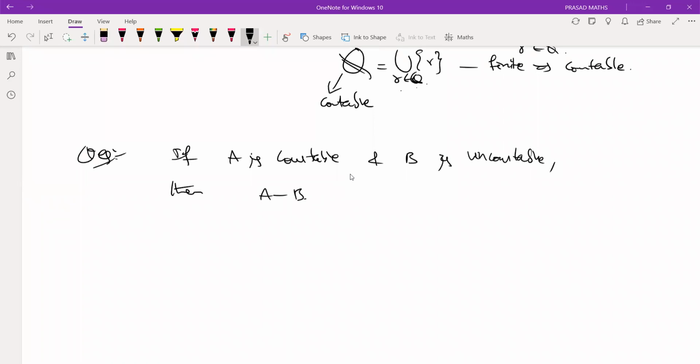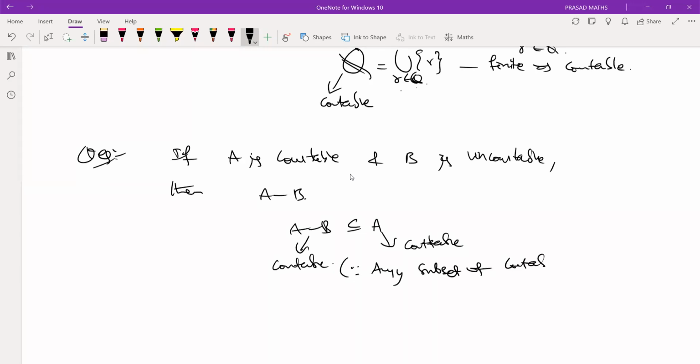So we see actually a subset of a countable set is always countable, right? Therefore A minus B can be written like this. A minus B is always a subset of A, yes or no? What is A? Countable. So we have seen that a subset of a countable set is countable. Therefore this is countable.